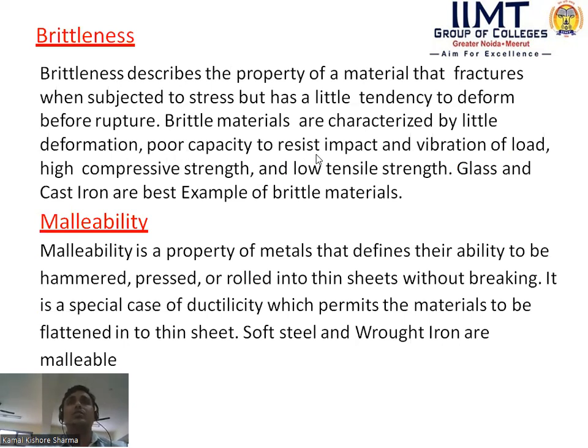Poor capacity to resist impact and vibration of load. High compressive strength, low tensile strength. Glass and cast iron are the best examples of brittle material. Another property is malleability. Malleability is a property of material.